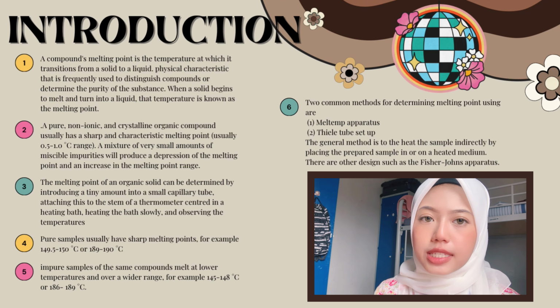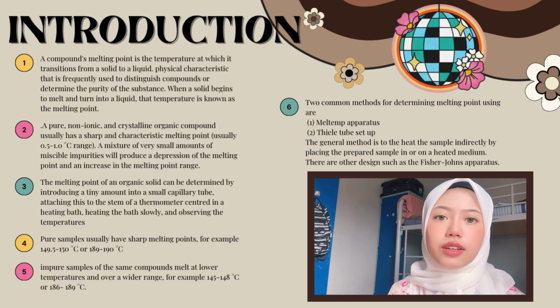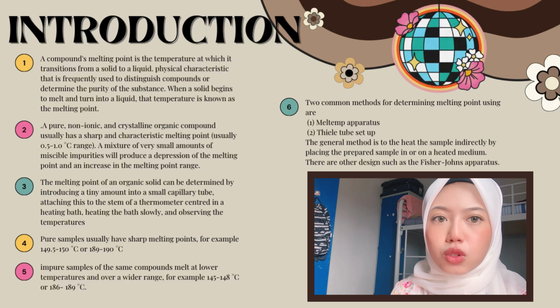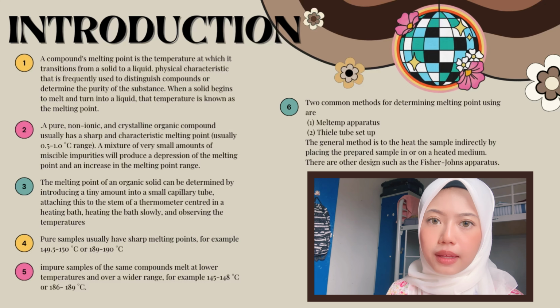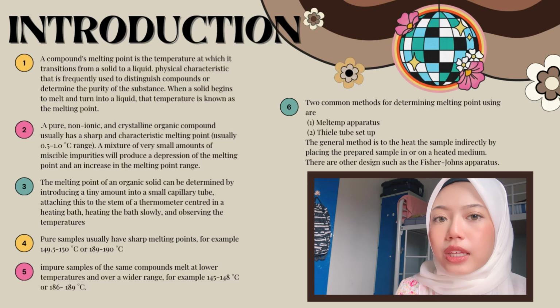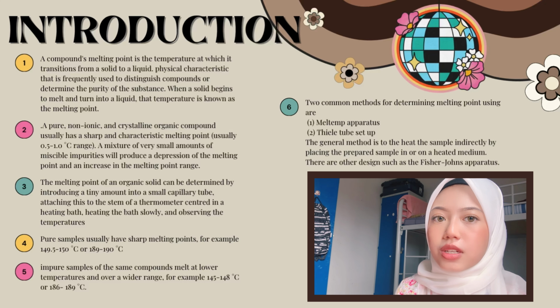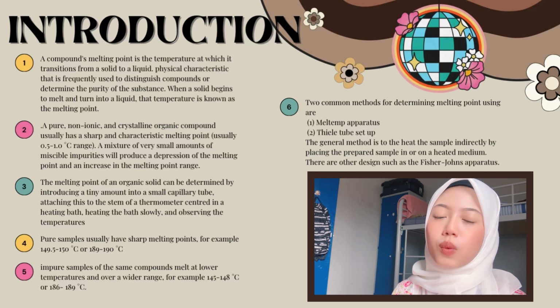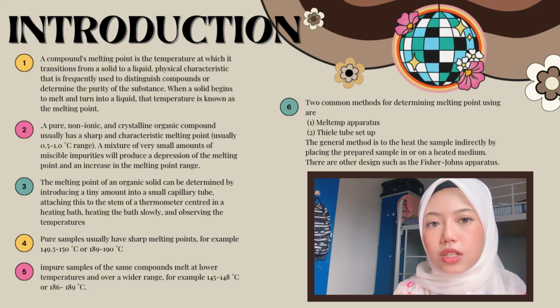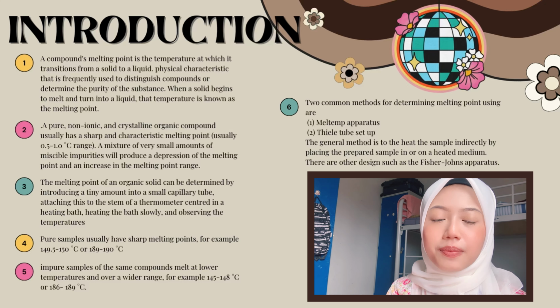A compound's melting point is the temperature at which it transitions from a solid to a liquid. This is a physical characteristic that is frequently used to distinguish compounds or determine the purity of a substance. When a solid begins to melt and turn into a liquid, that temperature is known as the melting point. It illustrates the connection between structure and attributes, as the temperature at which melting takes place is determined by the molecular structure. As a result, melting points for various substances typically vary.